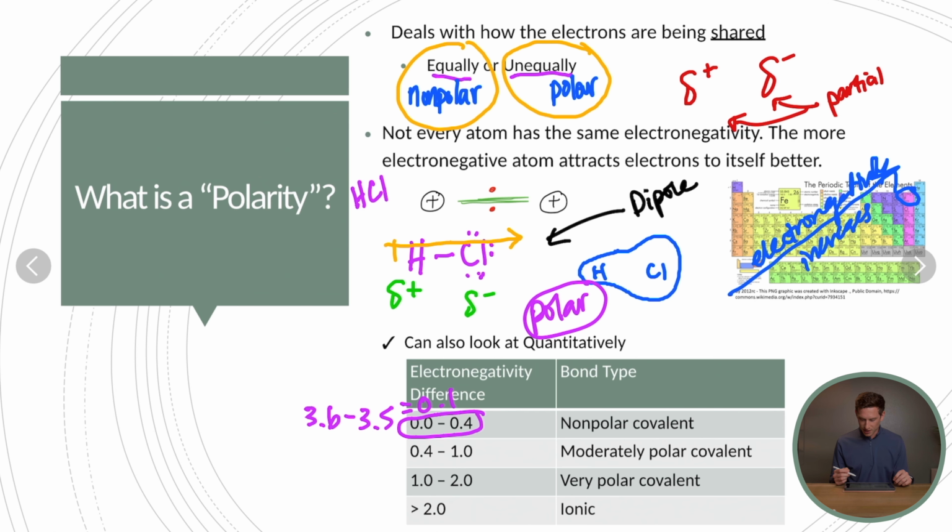So let's say for a second we had lithium fluoride, so LiF.